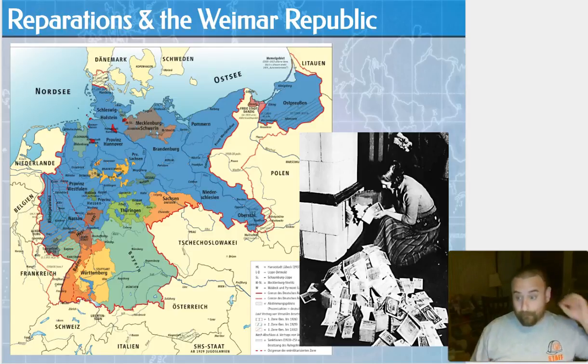So they come up with an awesome idea. Let's just print money. I say that facetiously. That's a terrible idea. What it does is it's going to cause hyperinflation. And this is what you see right here. The money is so worthless that she's using it for burning, for heat. That's how bad the hyperinflation has gotten in Germany.